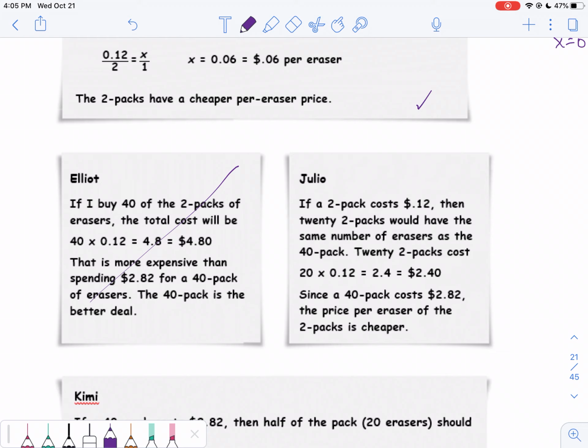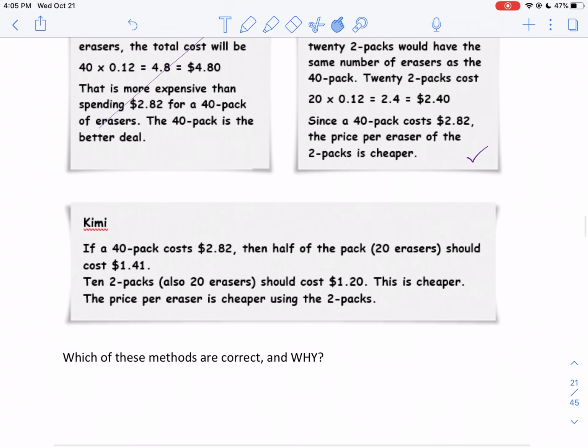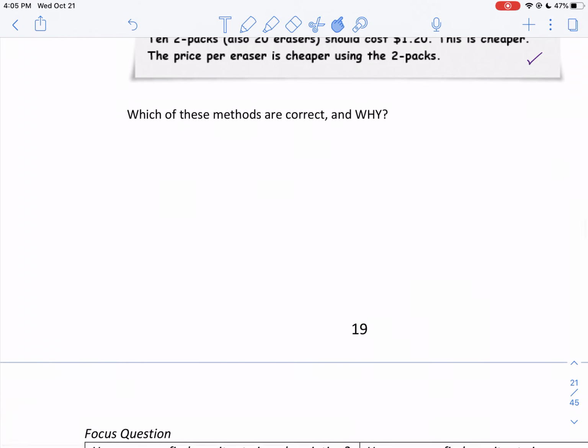Julio says that the 2 pack was cheaper. Well, that's what we found, so he's correct. And Kimmy said that the 2 pack was cheaper, so she is also correct. So now it's asking us which of these methods are correct and why. So now we just have to explain why they are correct.